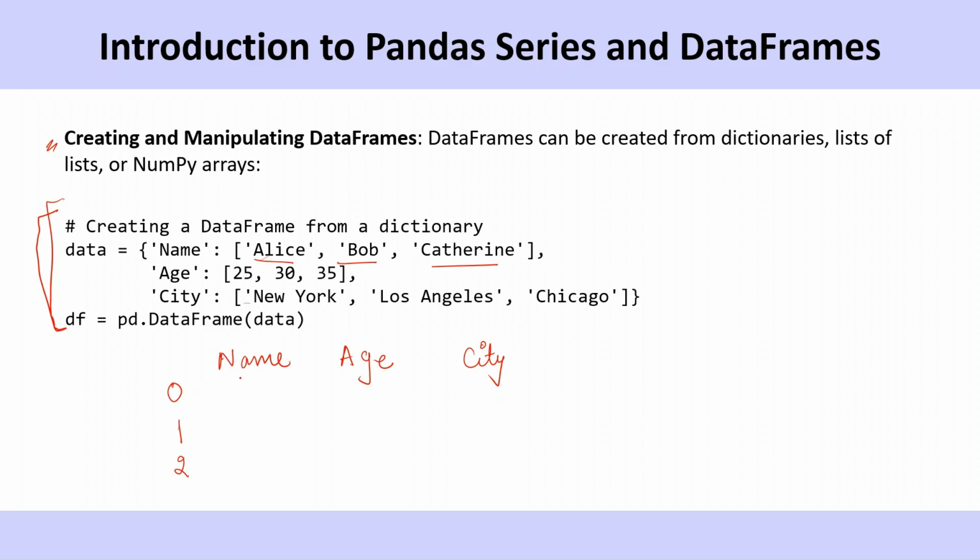The names will be presented here. For this example, it will be Alice, Paul, and Catherine. Their respective ages 25, 30, and 35, and their cities New York, Los Angeles, and Chicago will be represented. So this is how a 2D DataFrame can be created using this code snippet in Python.